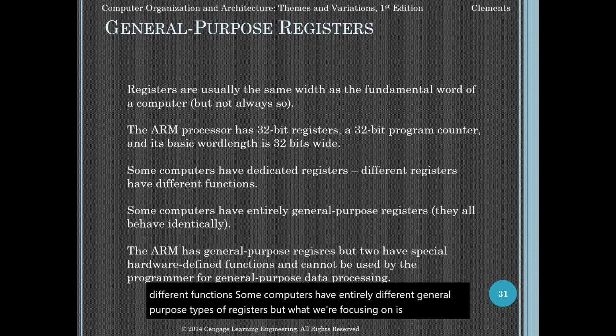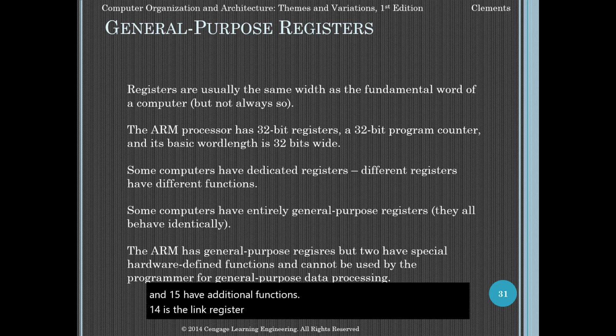So the ARM has 16 general purpose registers, 0 through 15. The 0 through 13 are interchangeable. They all behave alike. 14 and 15 have additional functions. 14 is the link register that holds subroutine return addresses, and 15 is the program counter. And so although you're free to use R13 in any way you desire, good programming practice requires that R13 be reserved for use as a stack pointer. And so really we have 0 through 12.